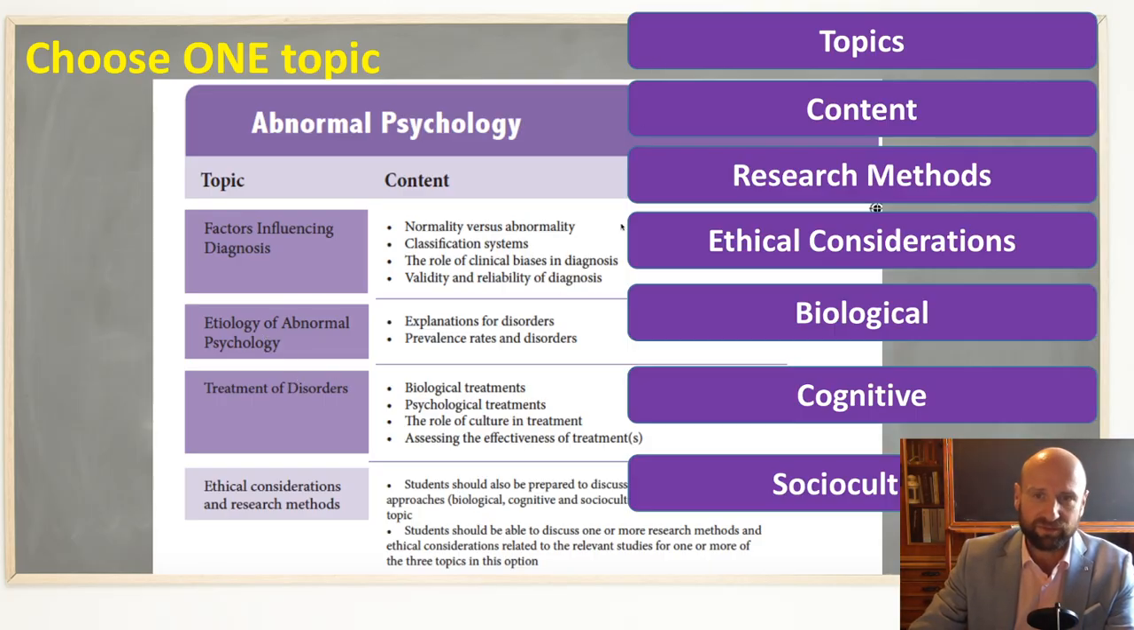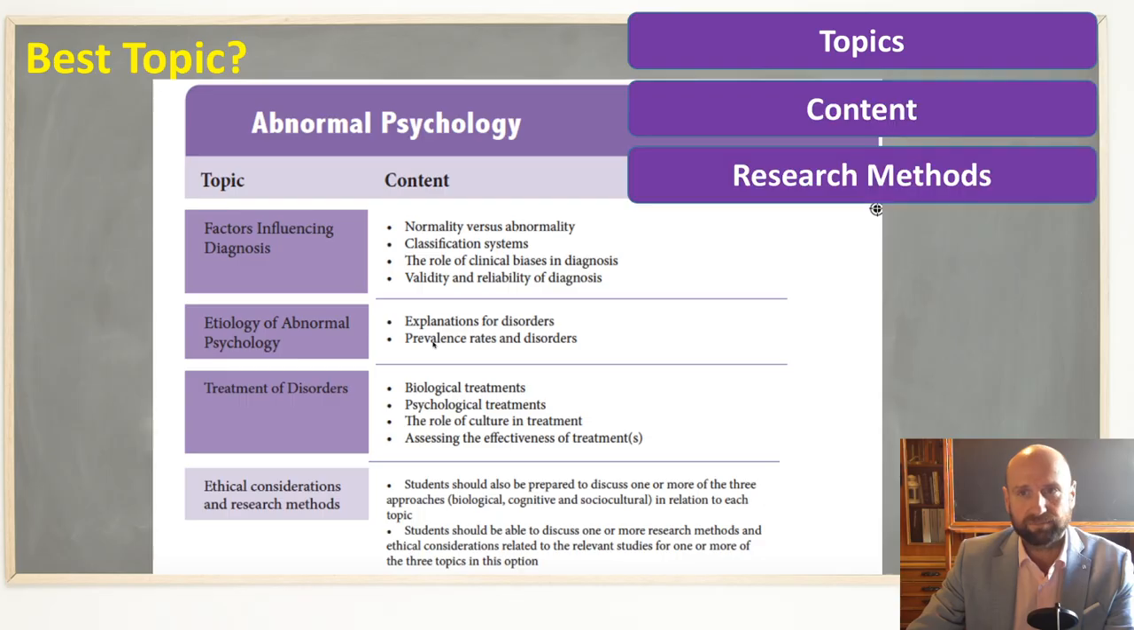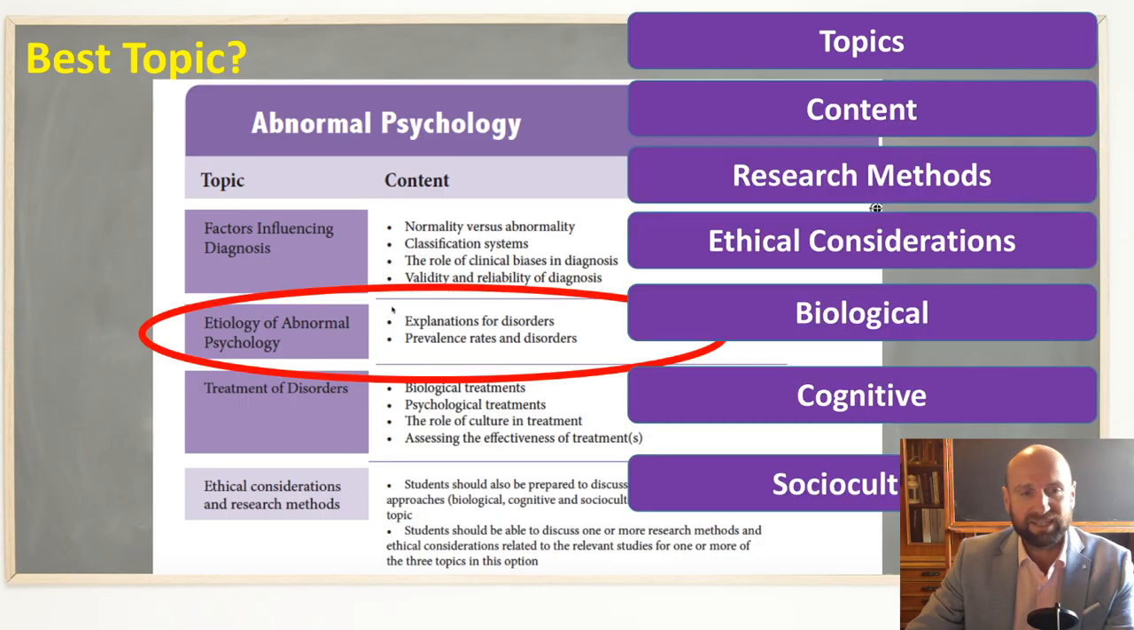So when you factor in all these possible exam questions, that's why it's impossible to revise all of these topics for all 3 options. So choosing 1 topic, it's not cheating, it's not taking shortcuts, it's the only way you can manage the course in the time that we have available. And so I firmly believe that the etiology of abnormal psychology is the best choice to make here.